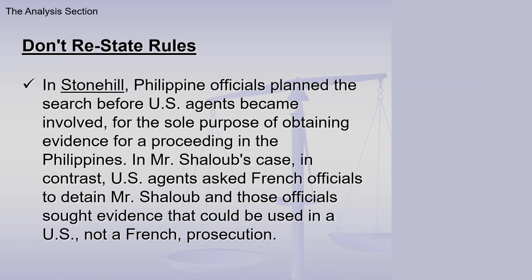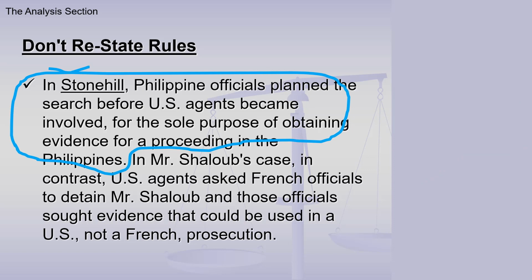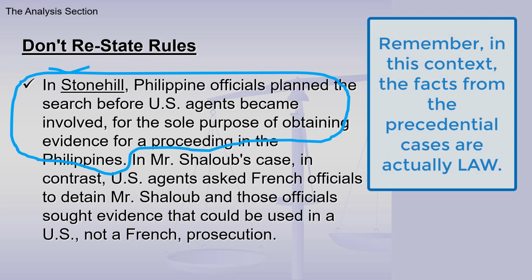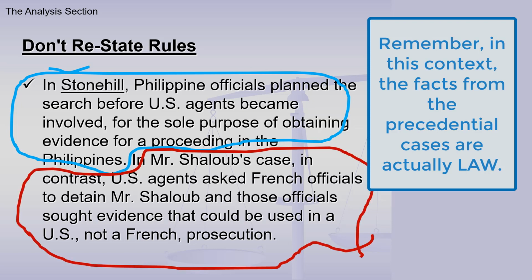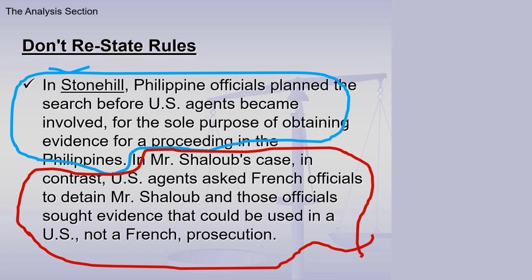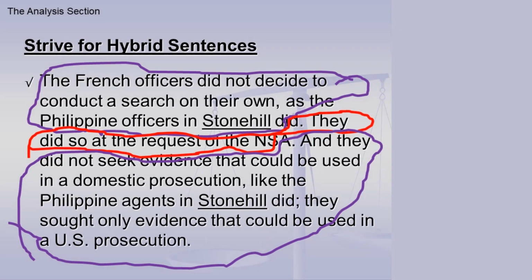This is not badly written, but I want to just point out one thing to you. I'm going to circle the law in blue. That is all law. That whole sentence about Stonehill, that's a precedential case that was discussed in the R of IRAC, and it's being restated here. This part in red, that's all facts. That's all the facts of your case. Again, what you want to do is keep the redundancies to what's strictly necessary, and you want to strive, if possible, for hybrid sentences. So let's take a look at how we would make this into a hybrid sentence.